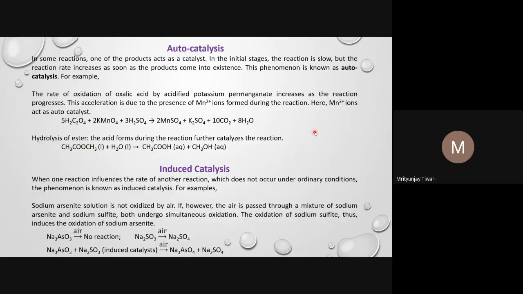Then we studied the induced catalyst. These terms are important. That is why I'm re-explaining those terms only. The examples you can read out and remember, along with all the other terms. In induced catalysis, one reaction is happening. This reaction can happen, but there is another reaction which may not happen on its own.